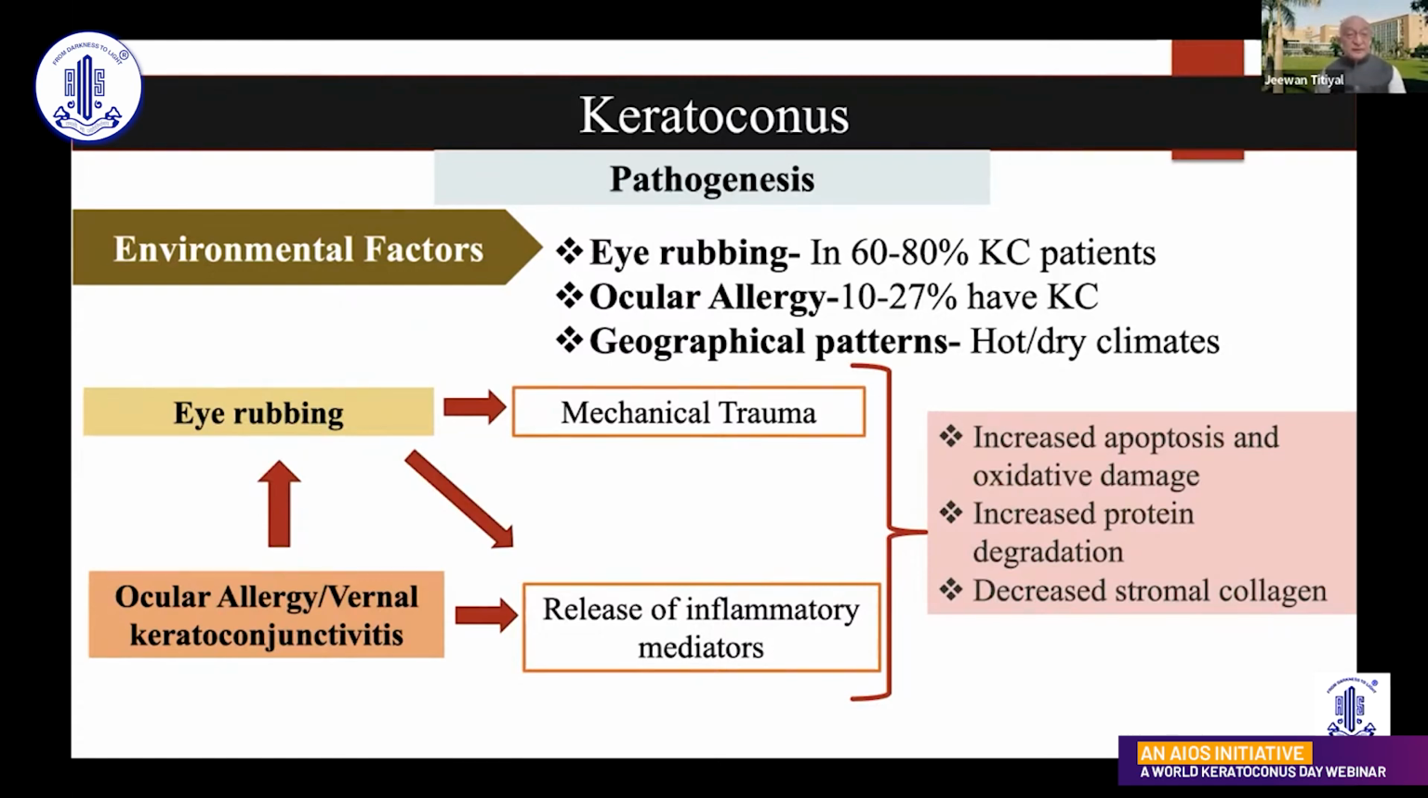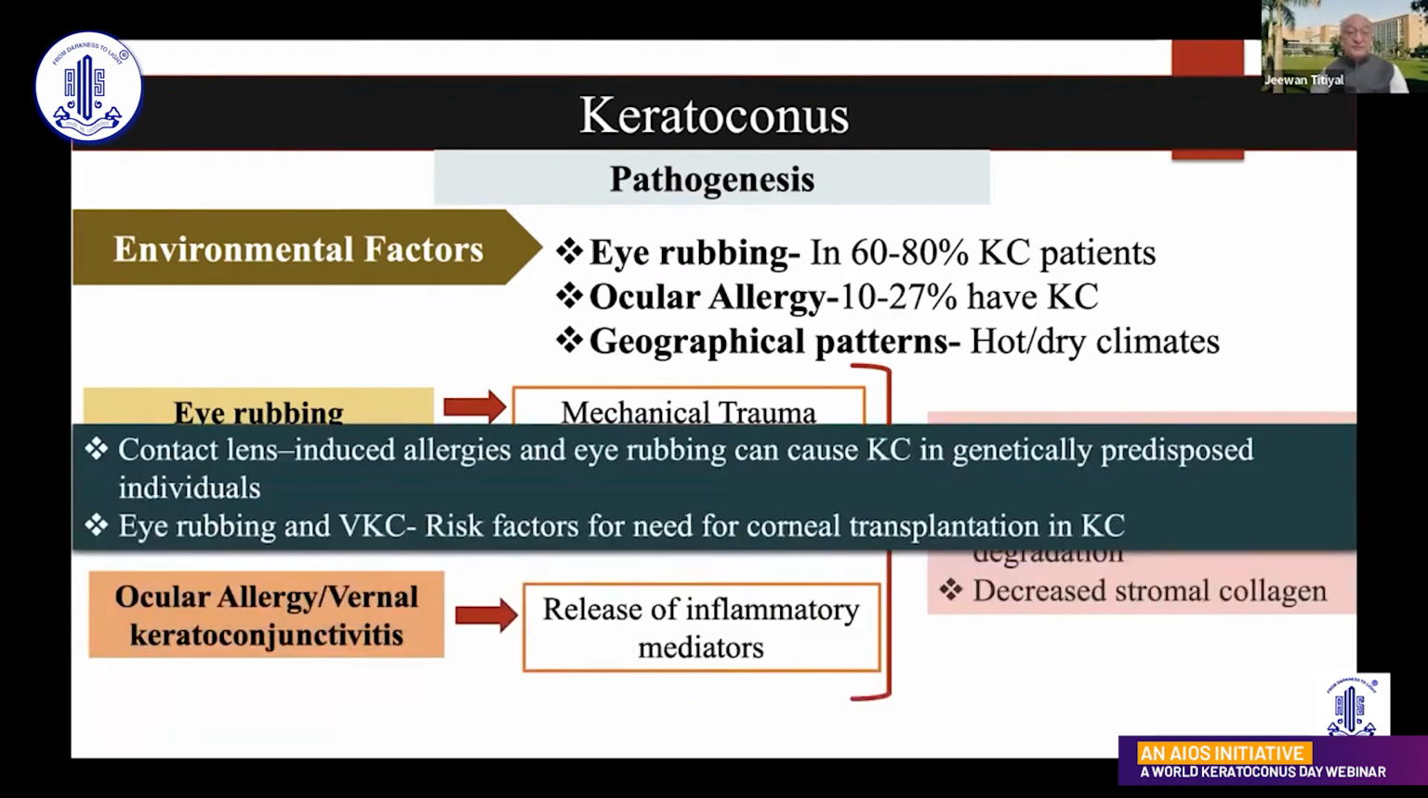So as I said, eye rubbing will cause mechanical trauma. Eye rubbing will induce release of inflammatory mediators, and with ocular allergy, people will again be rubbing their eyes. So basically, this environmental factor will lead to damage to the stroma because of oxidative damage. There will be increased protein degradation in these patients, loss of stromal collagen fibers, and actual weakening of the cornea.